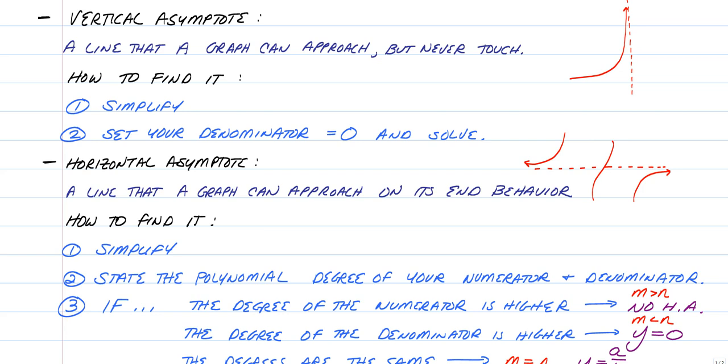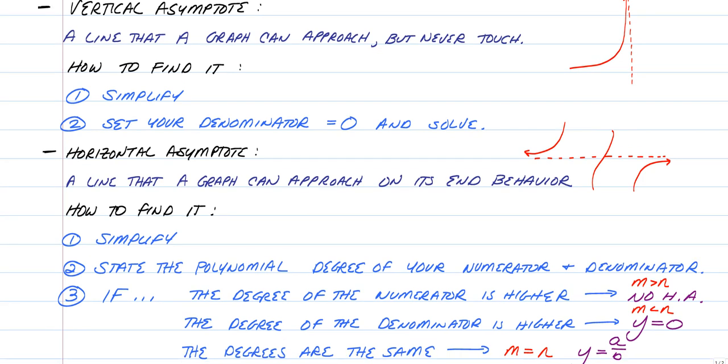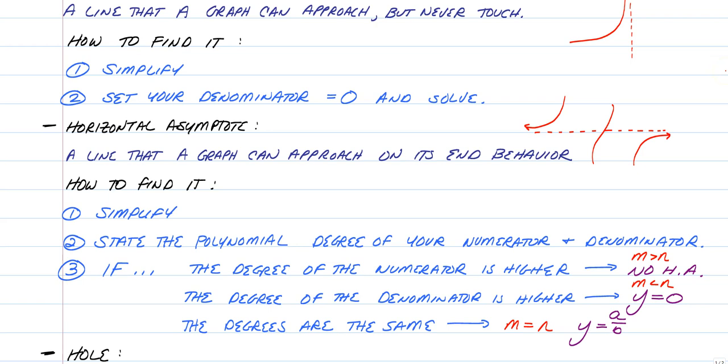Now, the horizontal asymptote is a little bit trickier to decide what it's going to be, so I have a little chart here for you. First things again, you have to simplify it. After you simplify, we have to look at the degree of the numerator and the denominator. If the degree in the numerator is higher, then we're not going to have a horizontal asymptote. If the degree in the denominator is higher, then we're going to have a horizontal asymptote at y equals 0. If the degrees are the same, then we're going to use the fraction of the leading coefficients.